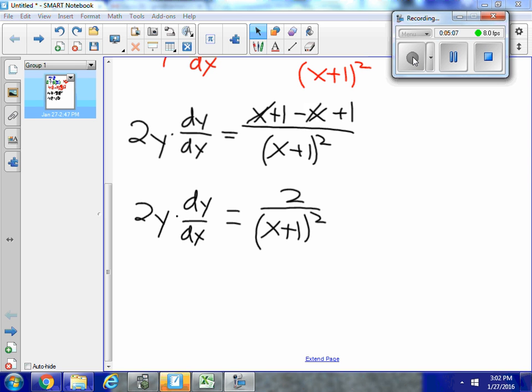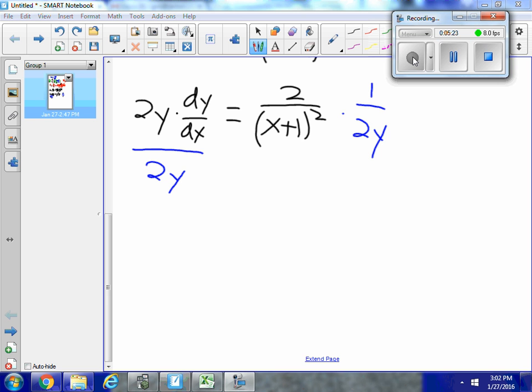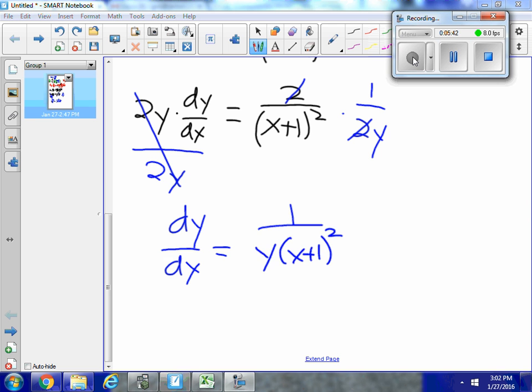All I need to do now is divide both sides by 2y. I think what I'll do is multiply by 1 over 2y. It has the same impact. So those cancel out, the 2 cancels out. So I have my derivative of y with respect to x is equal to 1 divided by y times x plus 1 squared. And that's the answer.